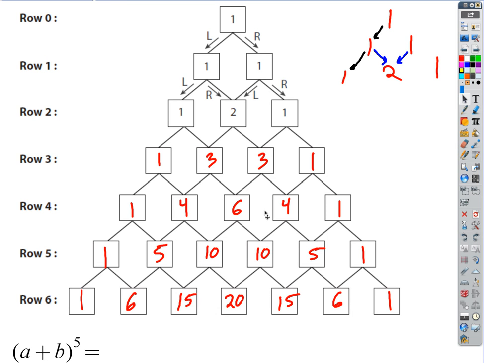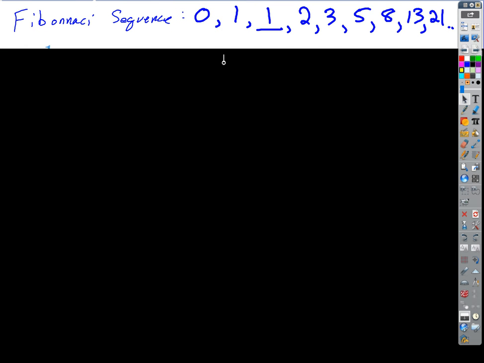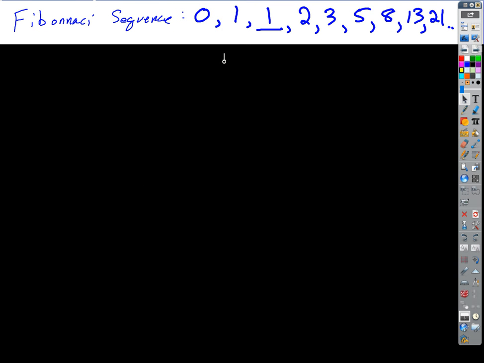Okay, so Pascal's triangle does lots of stuff. Now, it does some kind of cool stuff. Just before we move on, just kind of a fun little thing. If we look at our Fibonacci sequence, right? Remember the Fibonacci sequence we looked at at the beginning of the year?